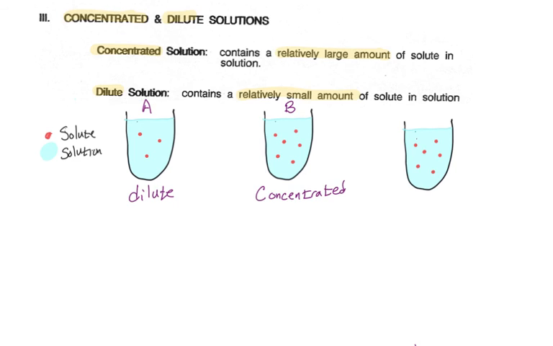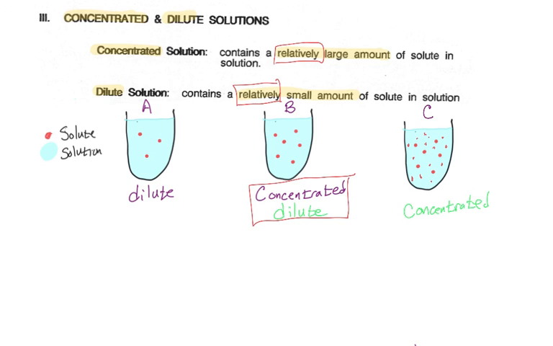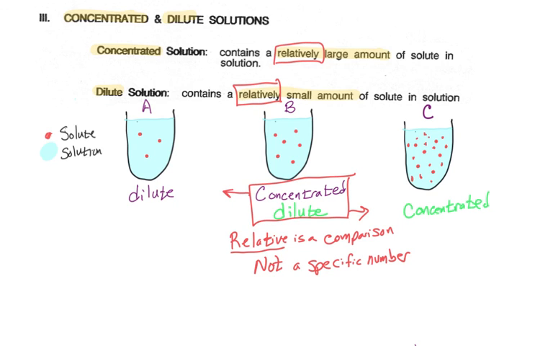What happens when we have even more solute in the solution? Now, when we compare test tubes B and C, we find that test tube B is dilute, while test tube C is concentrated. This is why it is of particular note that these two terms are both of relative concentration. That means that test tube B can be both concentrated and dilute, depending upon what it's being compared to. That is because relative is a comparative number, not a specific number.